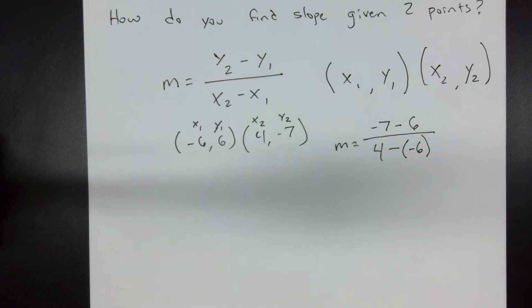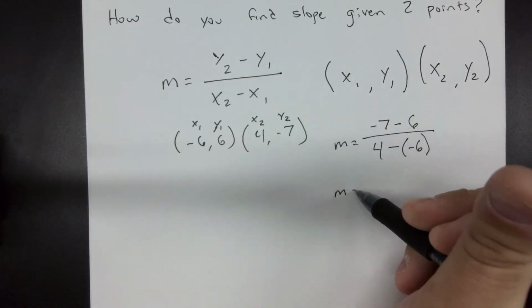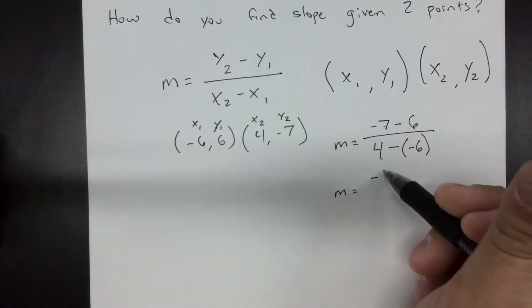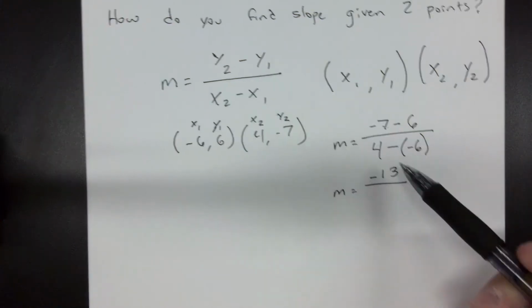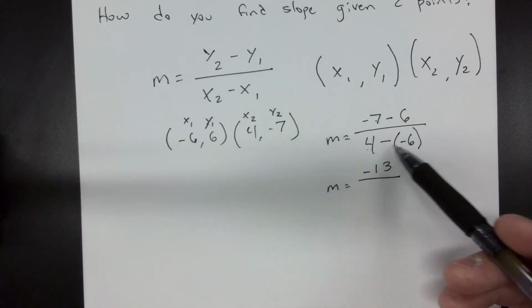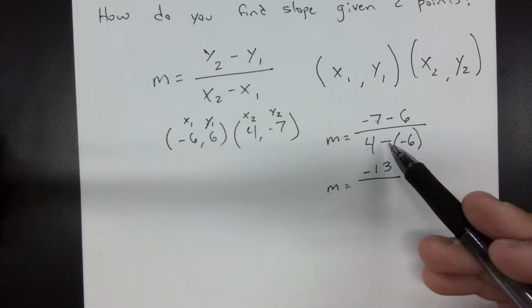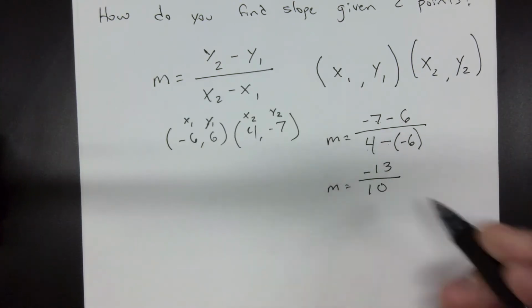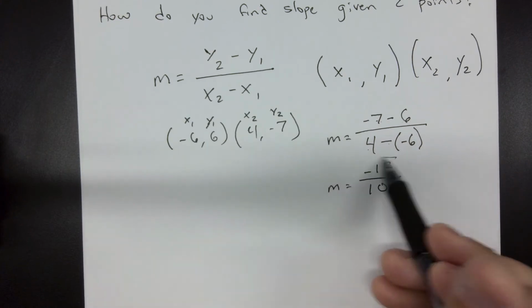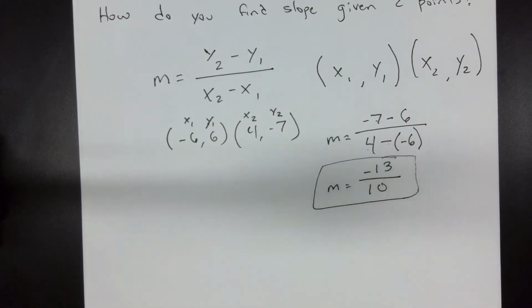So then we just simplify. On the top, negative 7 minus 6 is negative 13. What does this become on the bottom? A positive what? 4 plus 6, which is 10, and that would be your slope right there. The minus sign always stays there. All right? Okay, let's do another one.